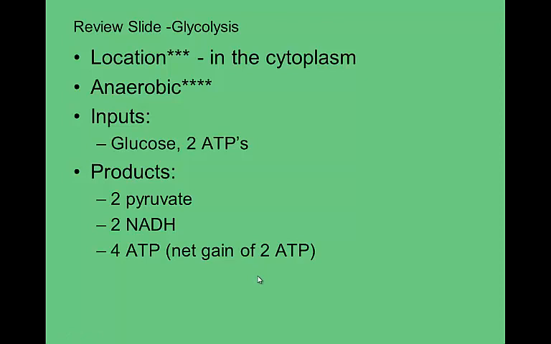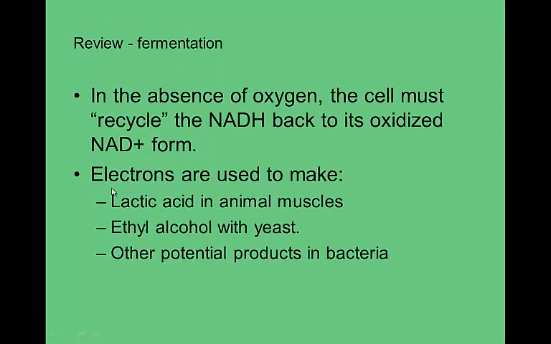Make sure you know that glycolysis occurs in the cytoplasm. It's anaerobic, which means it doesn't require oxygen. You put glucose and 2 ATPs in, you end up with 2 pyruvates, which are 3 carbon molecules, 2 reduced NADs, and a total of 4 ATP are produced, but the net gain from this is 2 ATPs, because again, remember we had to input 2 ATPs to start off with.